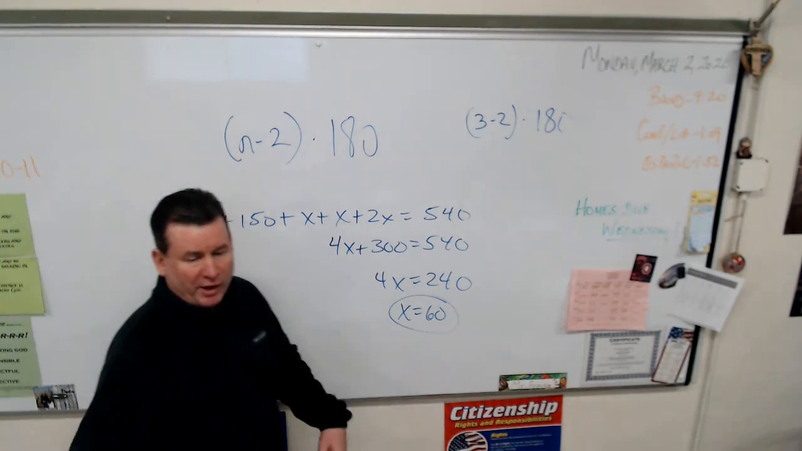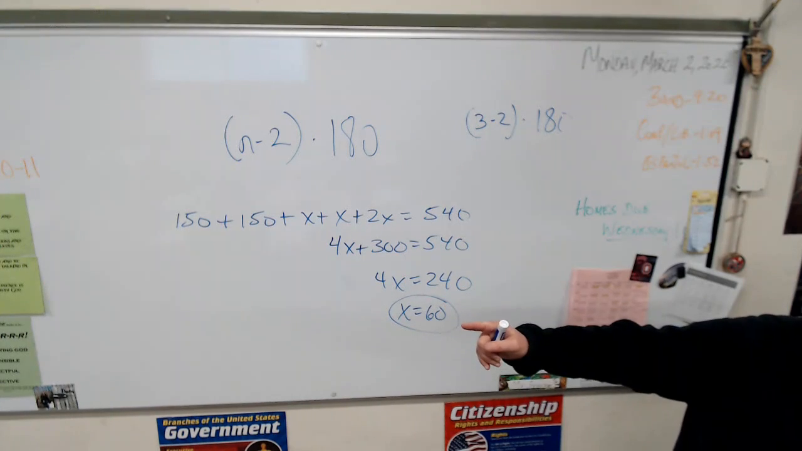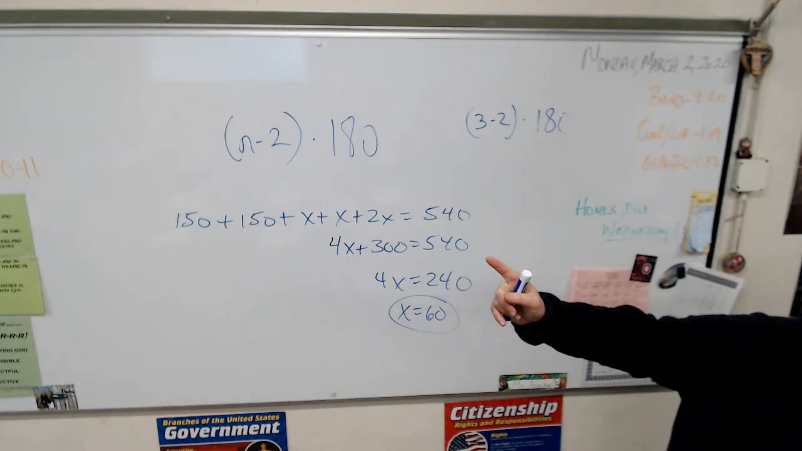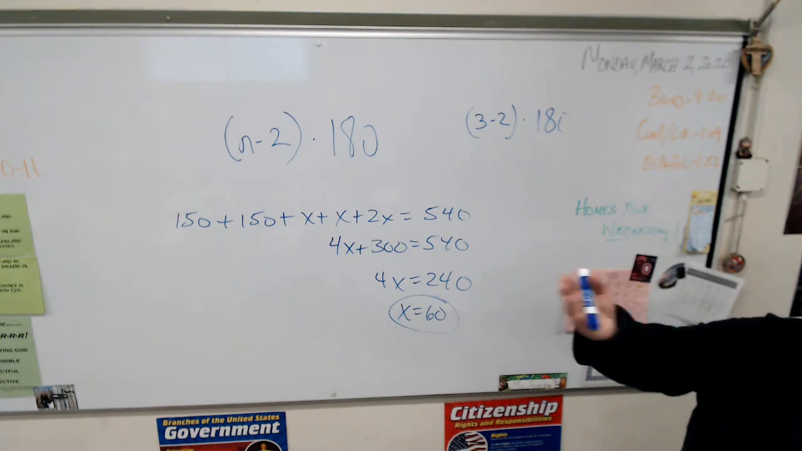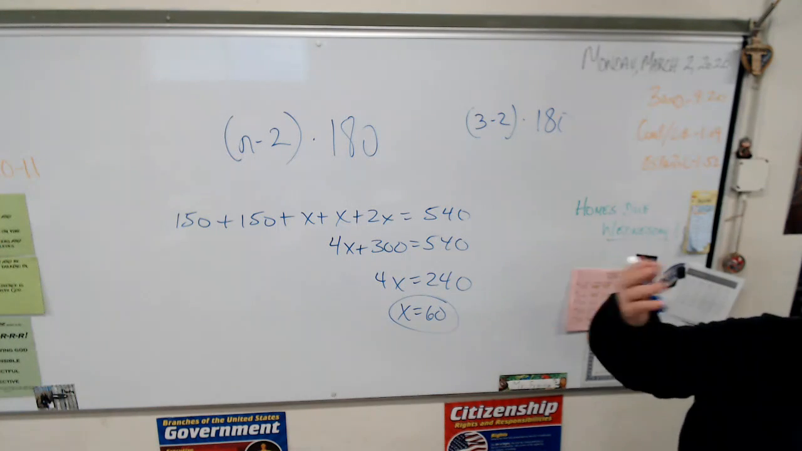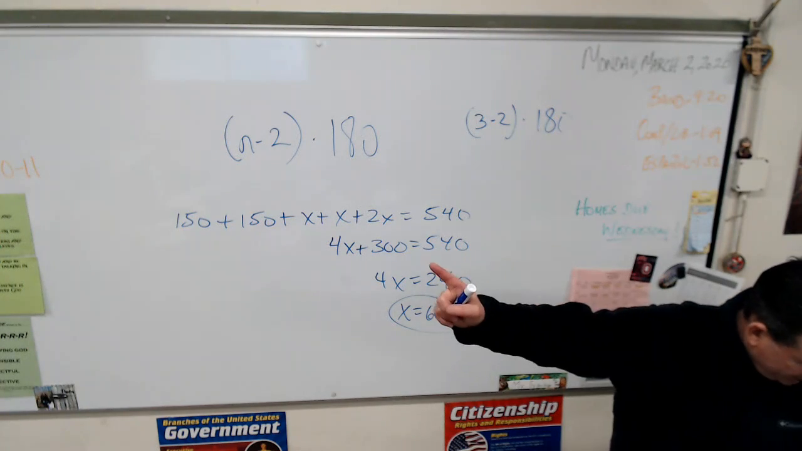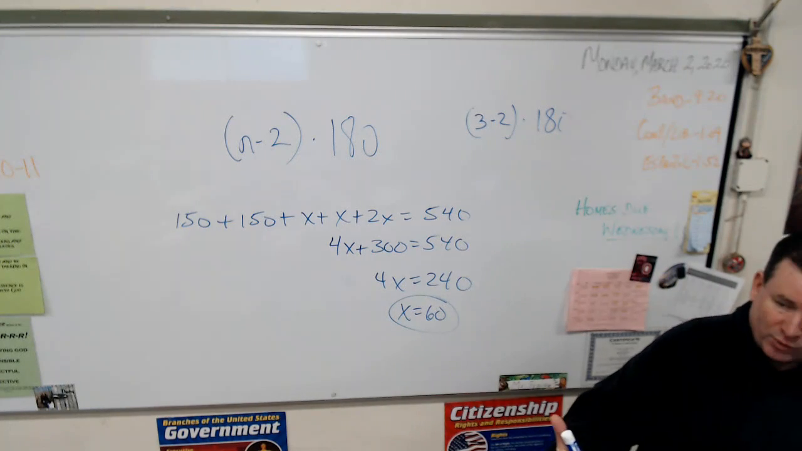We're not done. We only know that x is 60. So what's that tell us? It tells us the angles h and k are 60. What's it tell us about angle j? Raise your hand, David. Go ahead. It's 120 because it's 2 times 60. So we've got x, h, and k equaling 60, but angle j is 120.